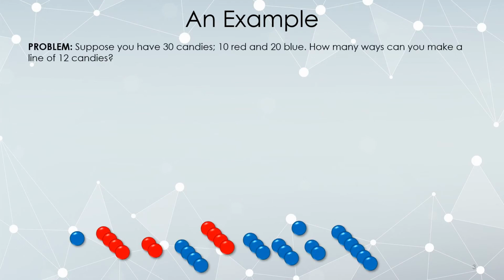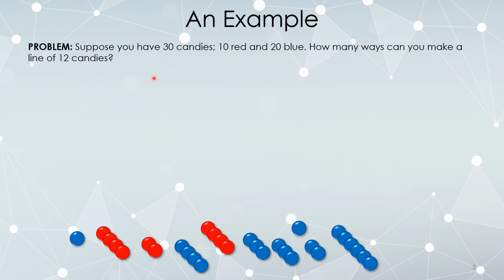You have 10 red candies and 20 blue ones. What we want to do is make a line of 12 candies. But note that different red candies cannot be distinguished and different blue candies cannot be distinguished, but red and blue are certainly distinguishable. So I have 10 red and 20 blue. Since I'm making 12 candies in a line, I can't, for example, make them all red because there's only 10 red candies to choose from.